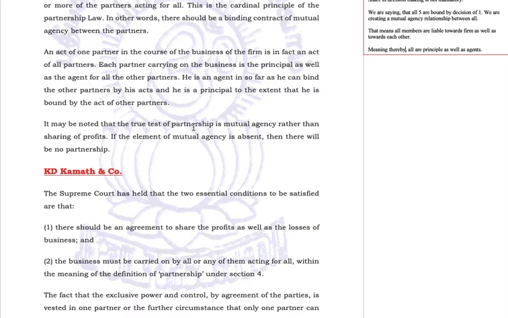Now let us do a very famous case law on the subject. This is the case law of K.D. Kamath and company. I will discuss the brief facts with you people.